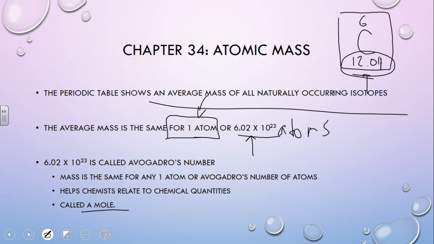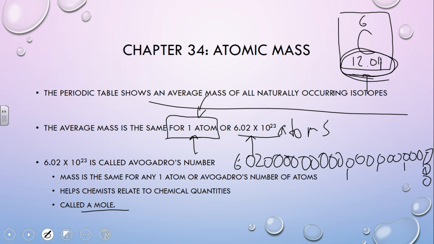And the reason why this number is scaled up for both one atom and for that many atoms is because it helps us to relate to chemical quantities. An atom is so small that if we had 6.02 times 10 to the 23rd of them, which is, let me write that number out to give you a sense of what it looks like. So there it is, 602 hexillion. That's a huge number of atoms.